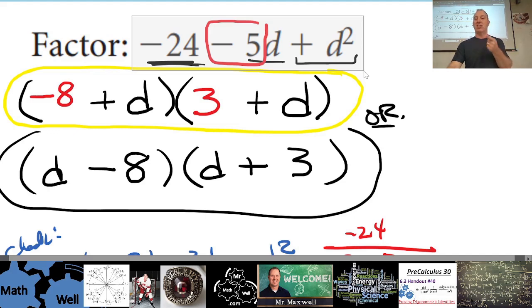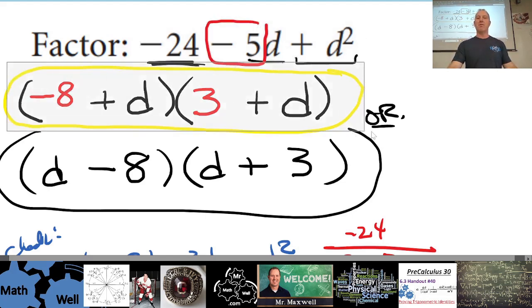I could write this as d squared minus 5d minus 24. So this is probably the one that you would leave right now. That would be your answer. But both are fine.